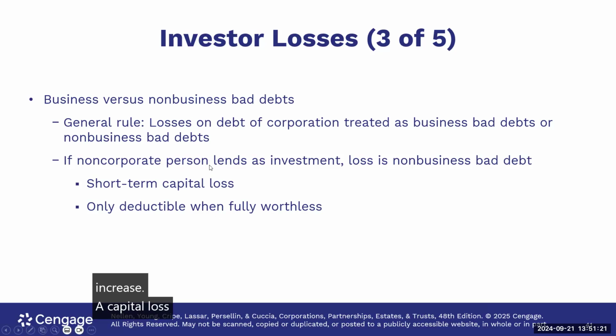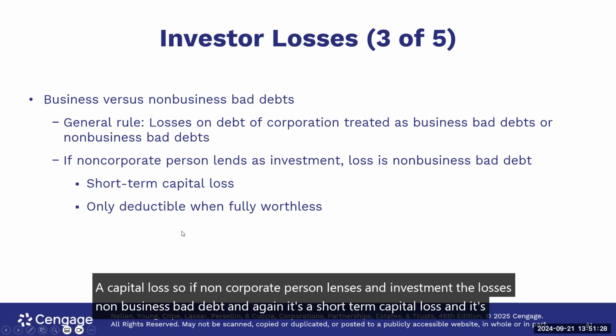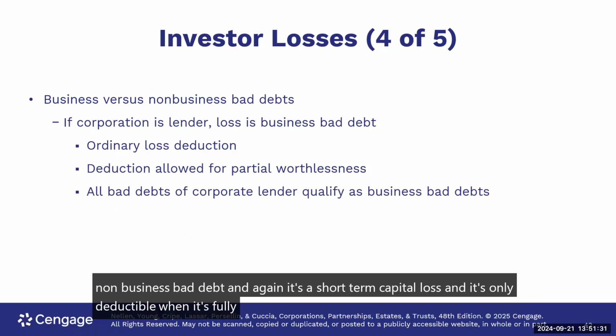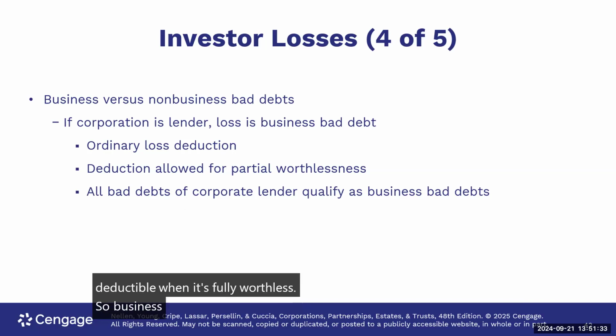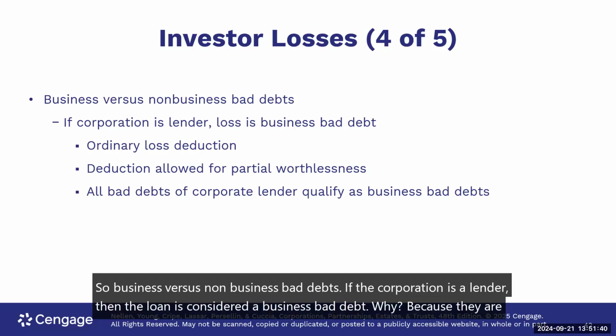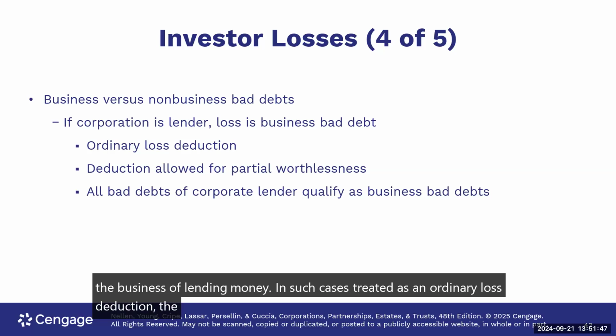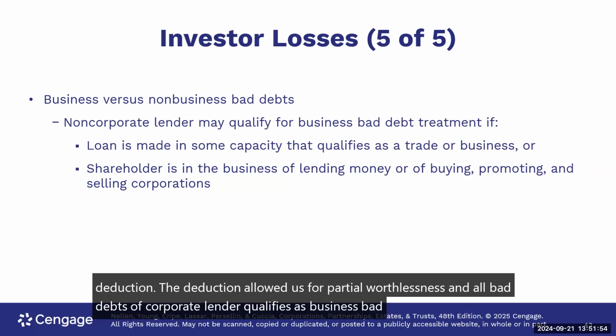If a non-corporate person lends as an investment, the loss is a non-business bad debt. Again, it's a short-term capital loss, and it's only deductible when it's fully worthless. Now, business versus non-business bad debts. If the corporation is a lender, then the loan is considered a business bad debt. Why? Because they are in the business of lending money. In such cases, it's treated as an ordinary loss deduction, the deduction allowed is for partial worthlessness, and all bad debts of a corporate lender qualify as business bad debts.